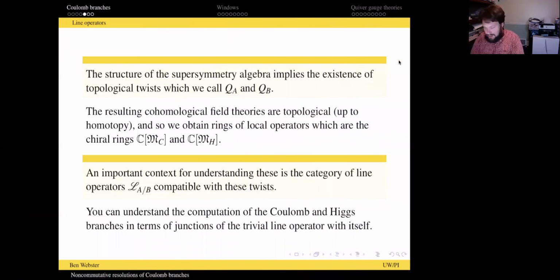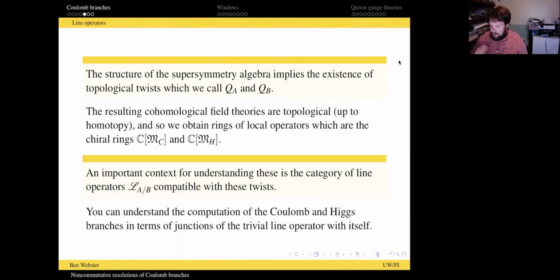All right, so a slightly more physical thing. These Higgs branch and Coulomb branch are really telling you about one very specific part of your field theory. They're telling you about two different topological twists of the field theory, which people usually call the A twist and the B twist.